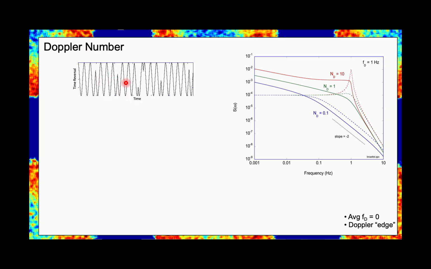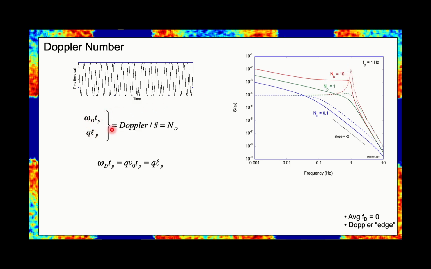And so what you get is lifetime broadening. If you have a sinusoid, which then goes into these random time reversals, you'll actually get this peak here, right? So that's this dashed red curve. That is a lifetime broadened Doppler signal. And so you actually see the Doppler peak in that case.